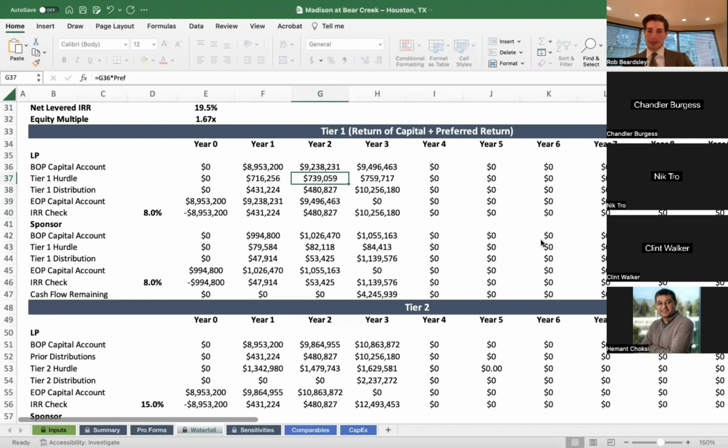Rigo in the chat is asking about yield on cost. That is a fairly broad question. I can define it and we can dive into it. It's one of my favorite metrics, but unfortunately with 10 minutes left, I can answer something more specific if there is a more specific question there.